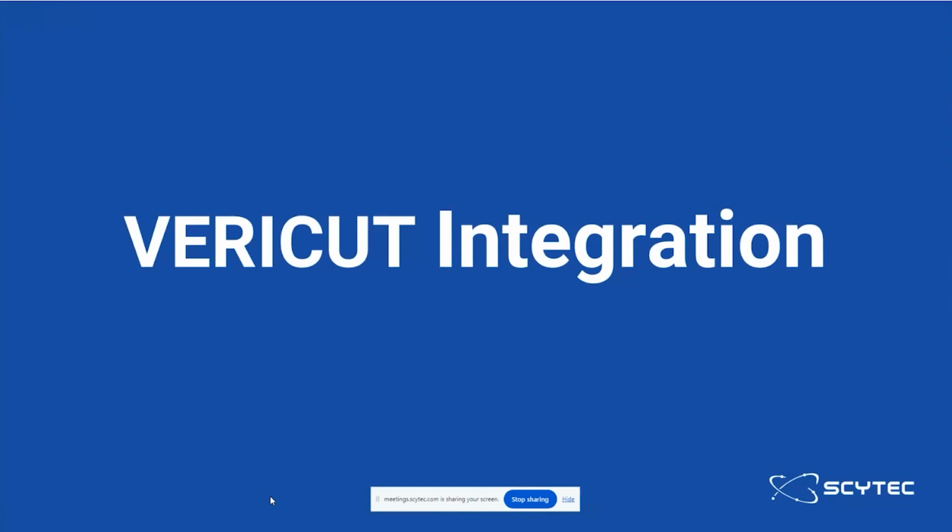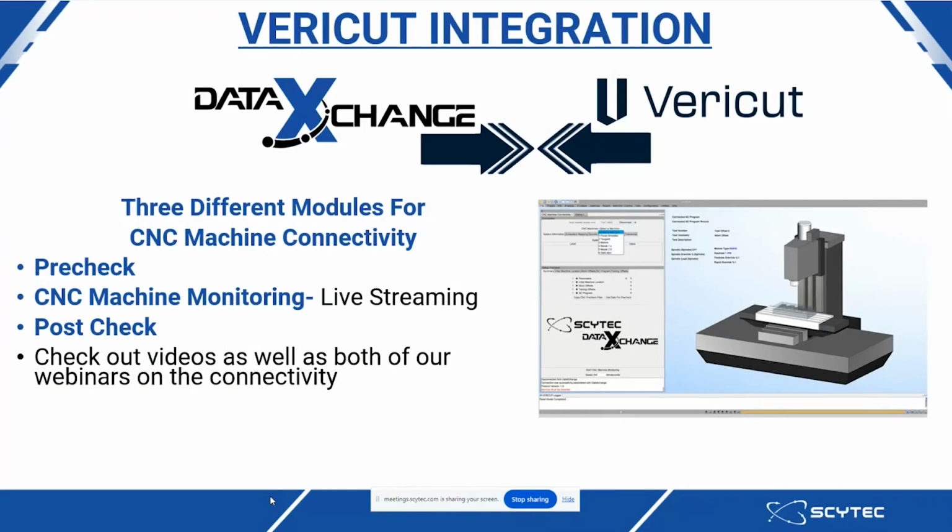Finally, I'd like to discuss the Vericut integration, and a little offset of that is going to be the way forward for some of the future Scytec DataXchange releases. So our Vericut integration saw the 3rd module recently released this past June with Vericut 9.5, but things started off with the release of Vericut 9.3. What our Vericut integration is called is CNC machine connectivity, and it is broken down into 3 different modules, including pre-check, CNC machine monitoring, as well as post-check.